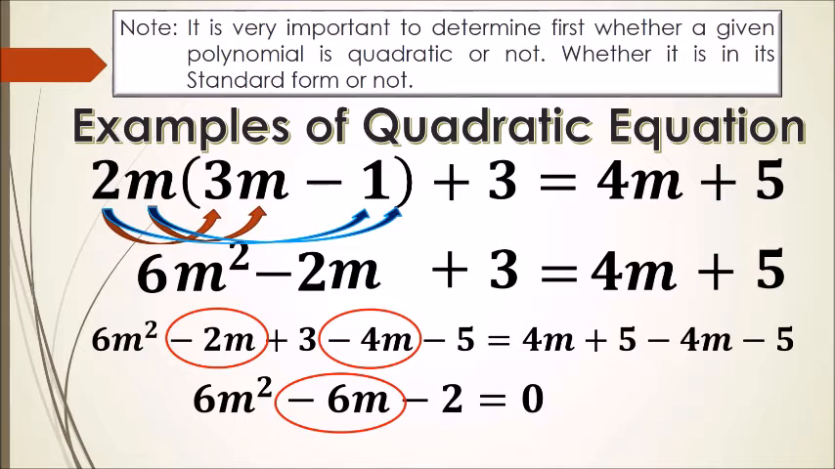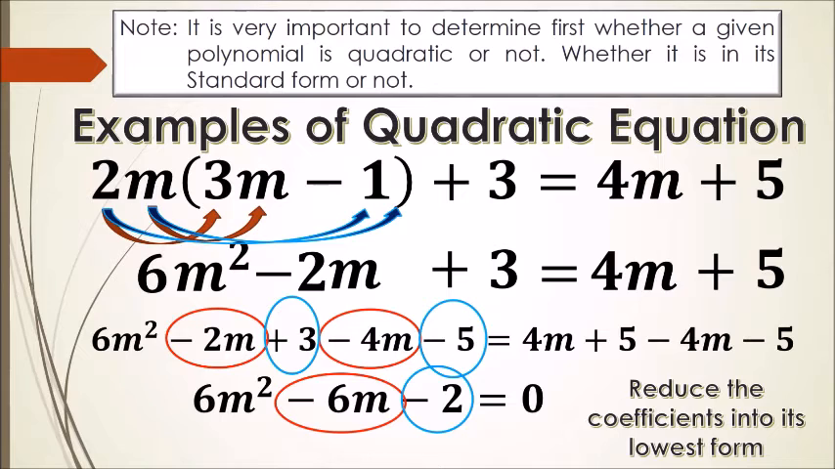Yung 6m squared natin, nakita natin, kinopya lang natin. At yung -2, paano nangyari? Ito naman siya. We add +3 and -3, and the result is negative 2. Try to observe the given quadratic equation. Tama, nakita ninyo, hindi pa siya nakasimplify.